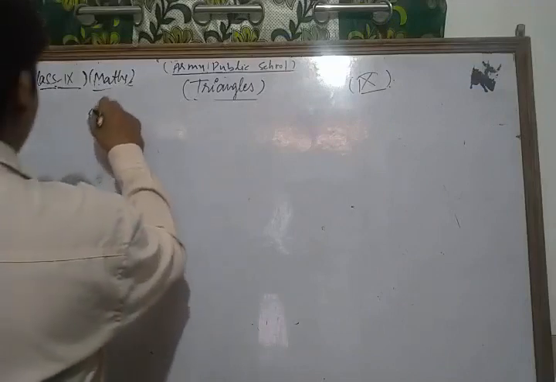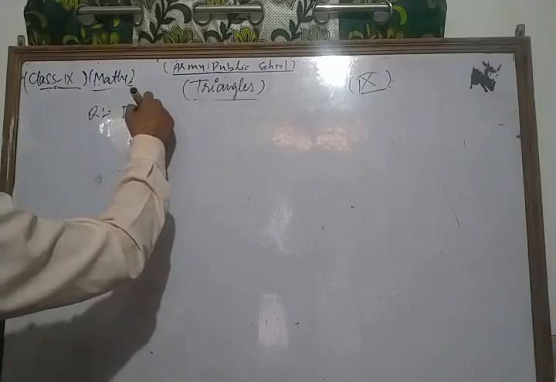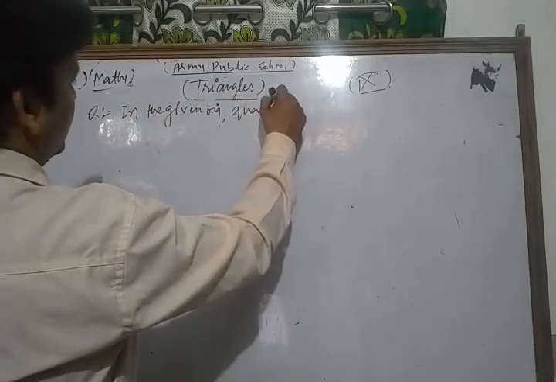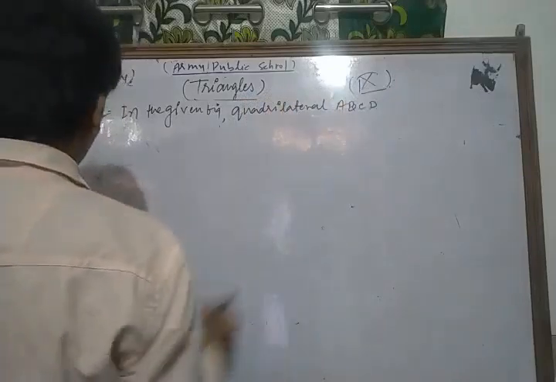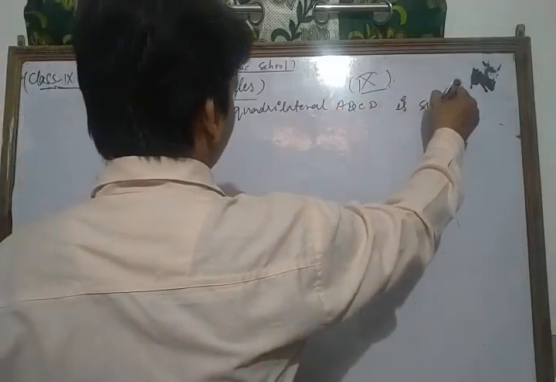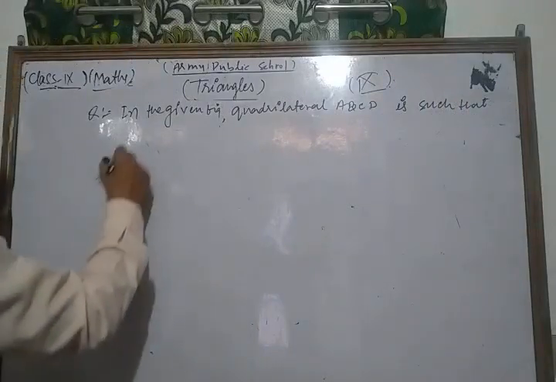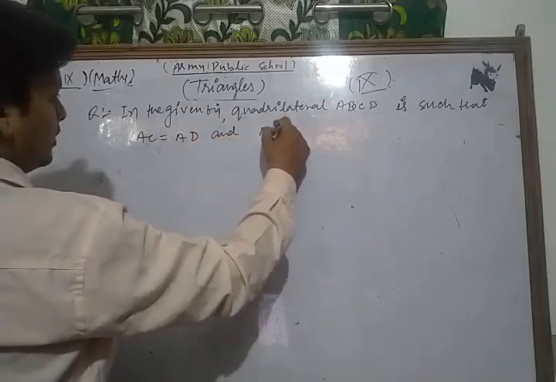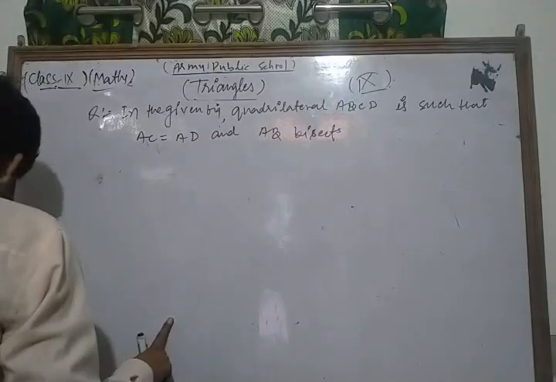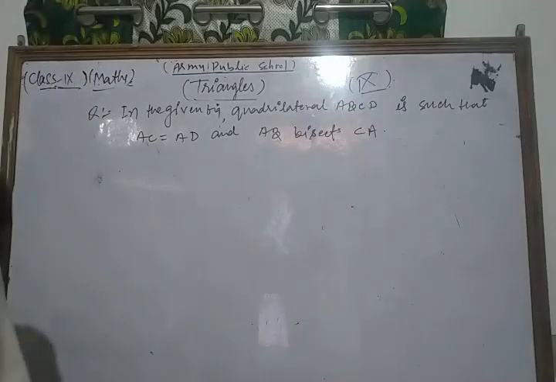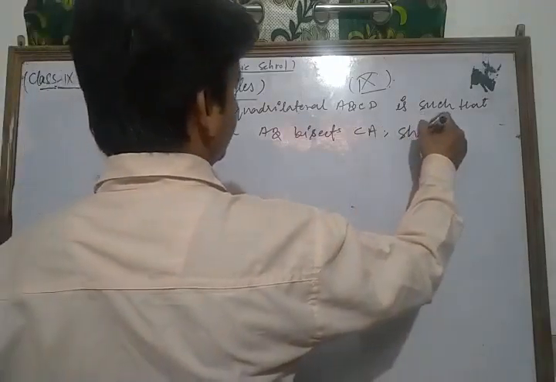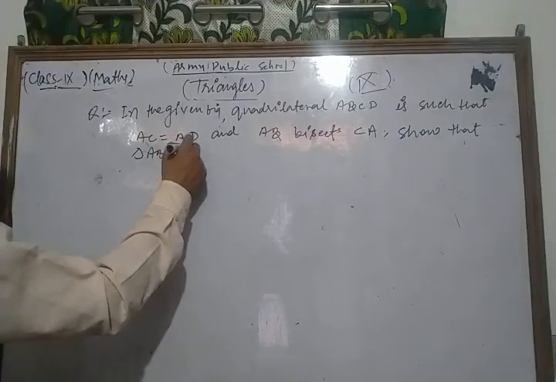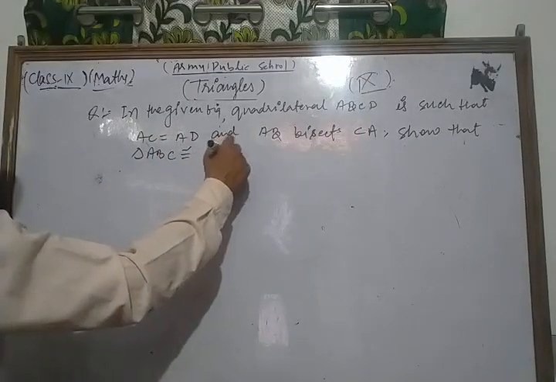Now this is a very important question. In the given figure, quadrilateral ABCD is such that AC is equal to AD and AB bisects angle A. Show that triangle ABC is congruent to triangle ABD.